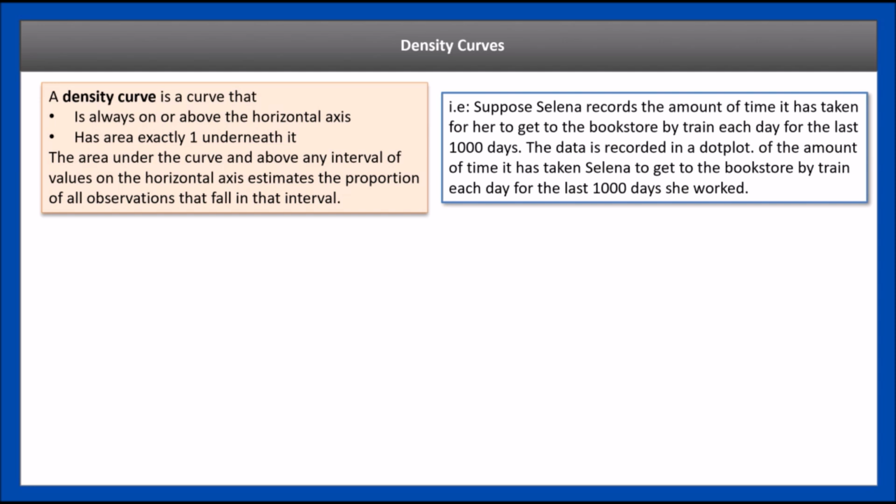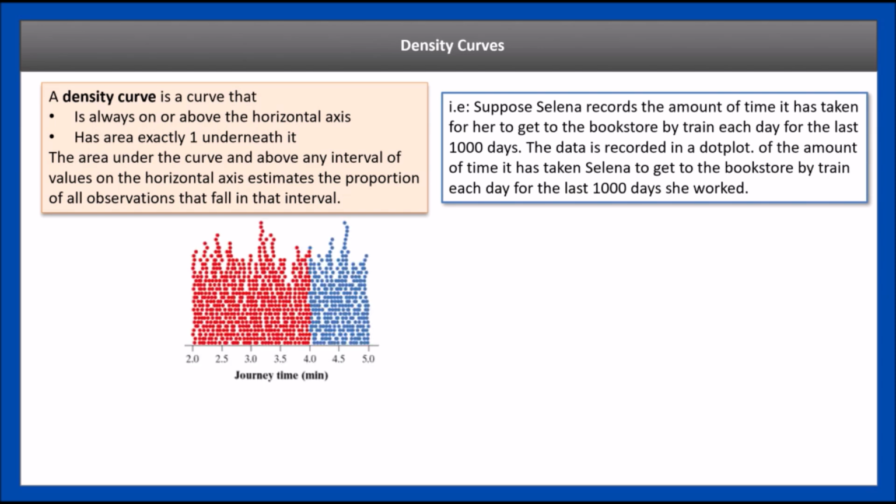So let's look at an example. Suppose Selena records the amount of time it takes for her to get to the bookstore by train each day for the last 1,000 days. The data is recorded in a dot plot of the amount of time it has taken her to get to the bookstore by train each day for the last 1,000 days. Obviously there's a lot of data here, and this is what she got. This is the journey time.